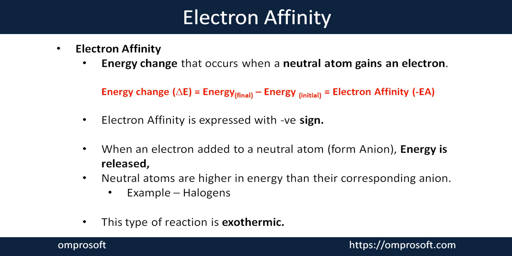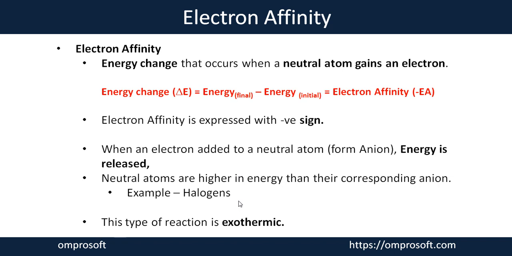When an electron is added, the neutral atom loses energy. Such a reaction is considered an exothermic reaction, because in this process energy is released. Mostly halogens take part in this reaction because halogens are electronegative in nature. They always gain electrons.